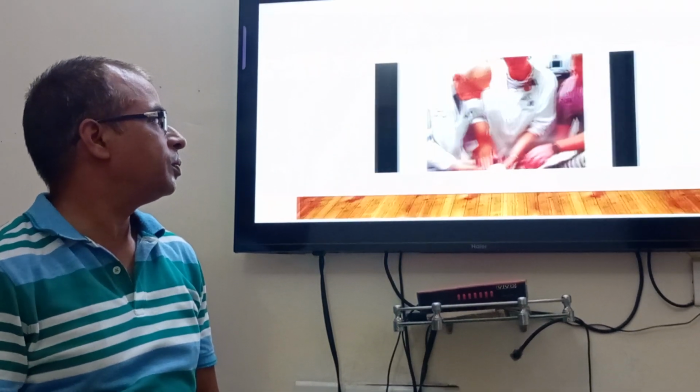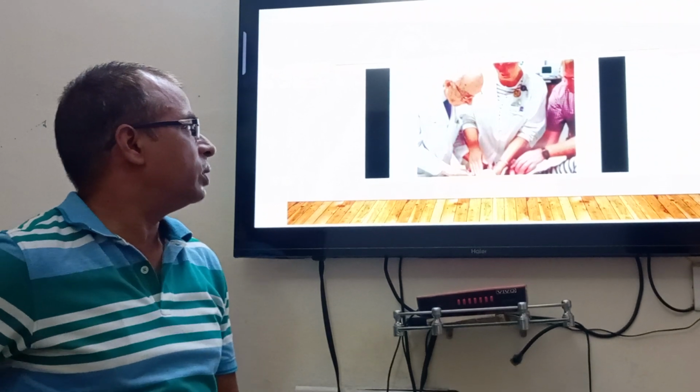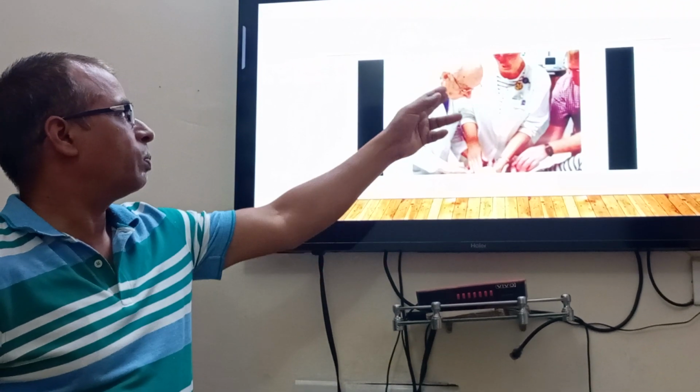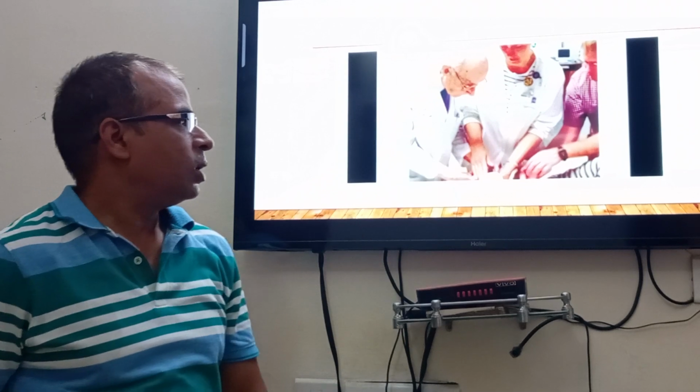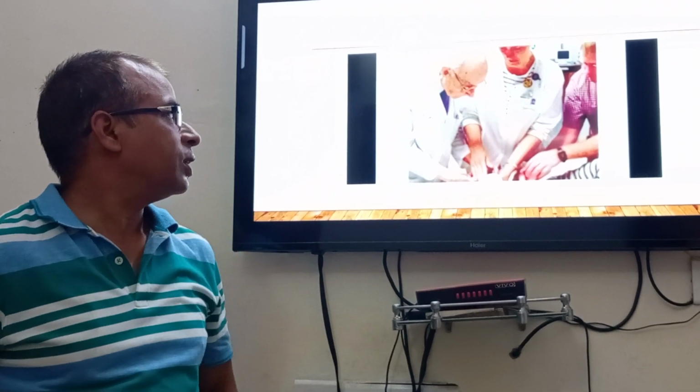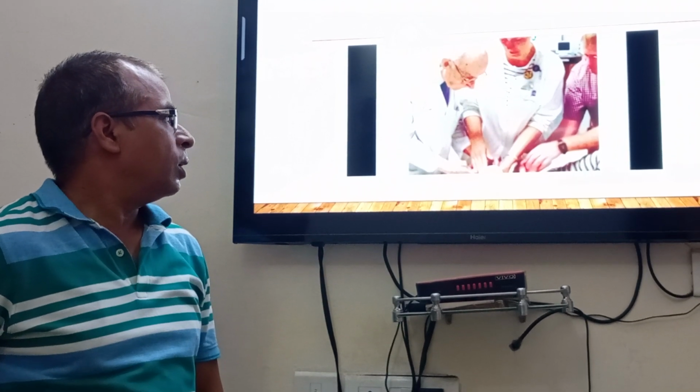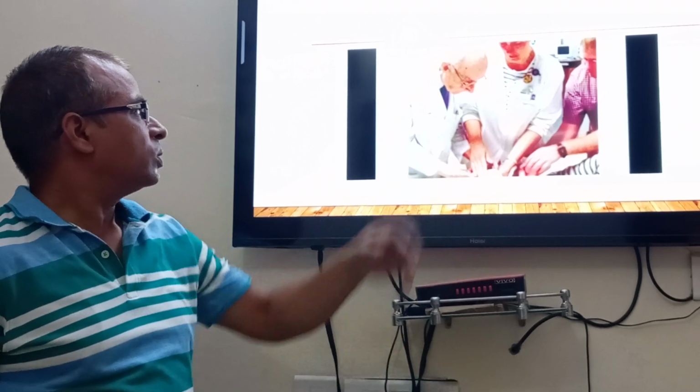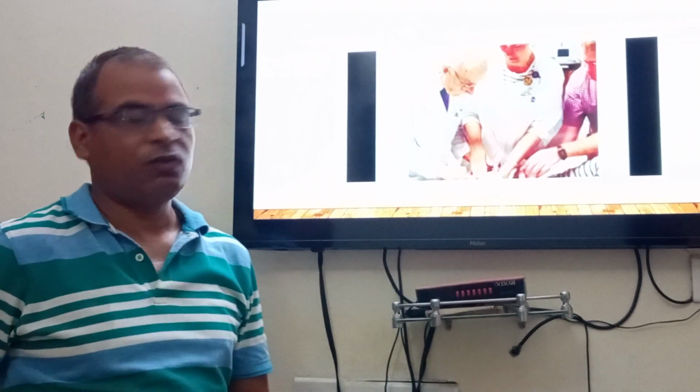Okay, next please. This is the picture of Dr. Ponseti treating a clubfoot patient. So he was famous for this clubfoot management.